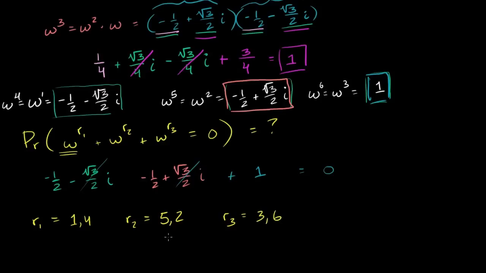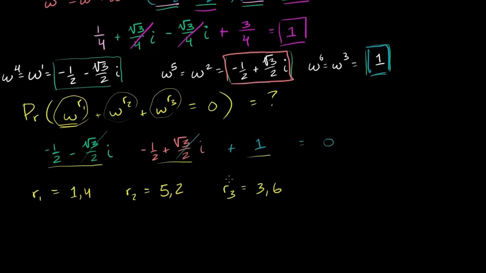Now, I want to be very clear. We could swap these around. There's actually six ways that, instead of this being the first roll, this roll could be 1 or 4, and then this one could be 5 or 2, and then this one could be 3 or 6. So there's actually 6 ways of doing this. You could permute these six different ways, or 3 times 2 times 1. But we'll think about that in a second. Let's just assume that the first one evaluates to this, the second one evaluates to this, and the third one evaluates to this. What's the probability of that happening? And then we're going to multiply that by 6, because there's 6 ways to rearrange these terms.